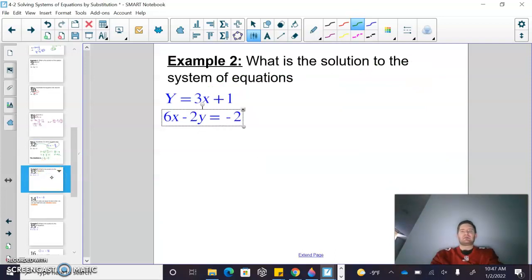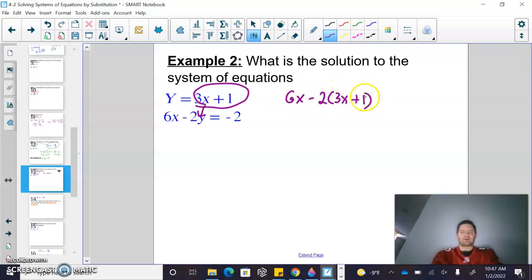Now the next example, what is the solution to this system of equations? We're just going to do this again. We're going to take the 3x plus 1 and substitute it in for y. So now we have 6x minus 2 times the quantity 3x plus 1 is equal to negative 2.